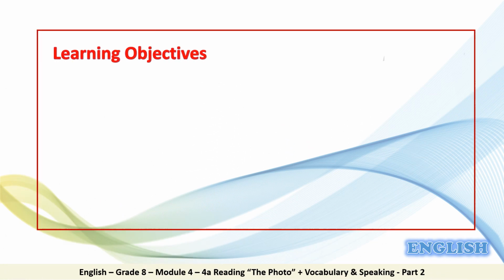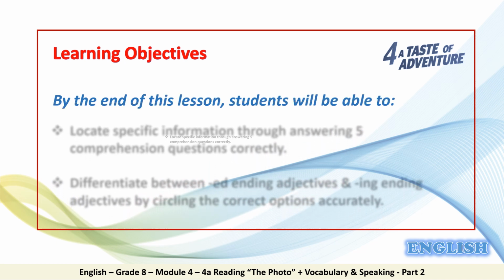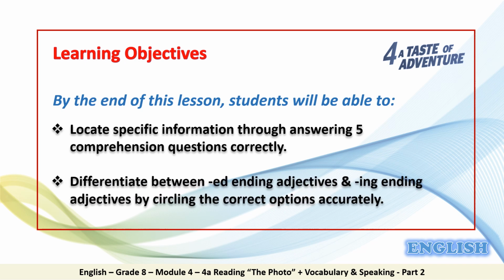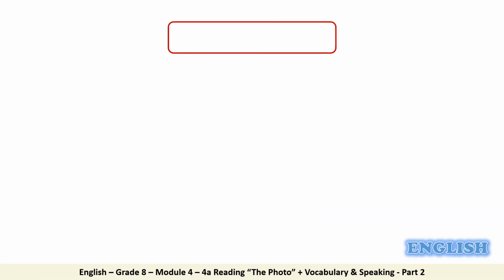Learning objectives. By the end of this lesson, you will be able to locate specific information through answering 5 comprehension questions correctly. Differentiate between -ed ending adjectives and -ing ending adjectives by circling the correct options accurately. Let's get started with this activity.